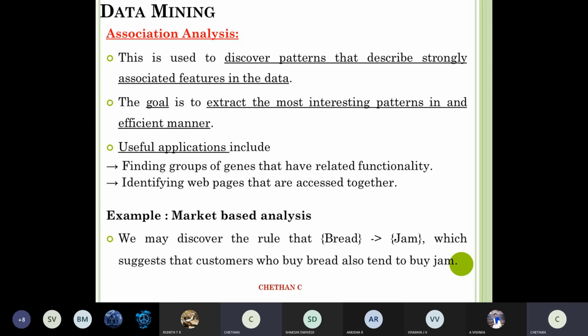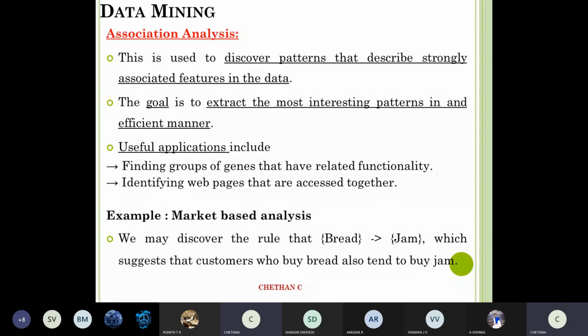Then what's the next thing? Identifying web pages that are accessed together. What are the web pages that can easily be accessed together? You're accessing Amazon, you're easily accessing Flipkart, right? Because you want to check the price between the two. If you're accessing Facebook, there's a very good probability that you're accessing Insta too. If you're accessing Gmail, there's a good probability that you're accessing a related page, maybe a topic related to it.